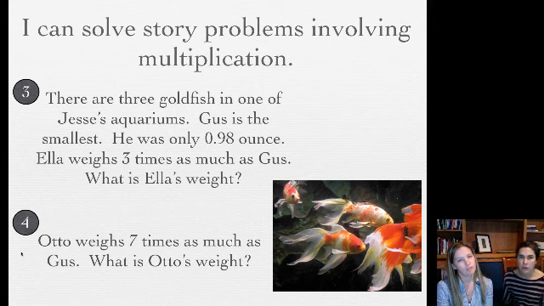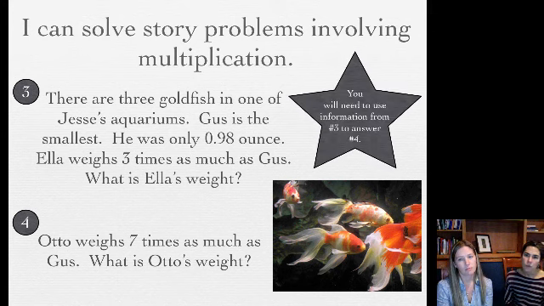Think about what you're going to do there. Set up that problem and solve. And number 4, we have Otto weighs 7 times as much as Gus. So what is Otto's weight? So just remember that you're going to need to use the information from number 3 to answer number 4. You should be all set.